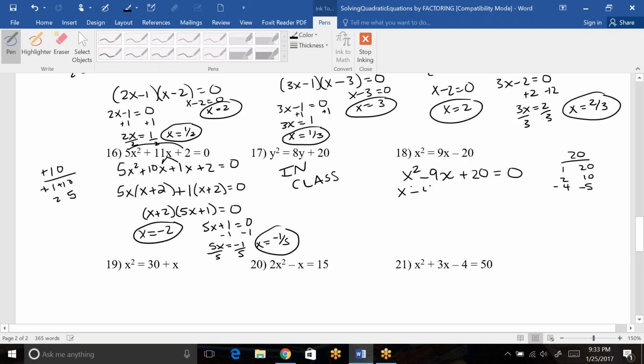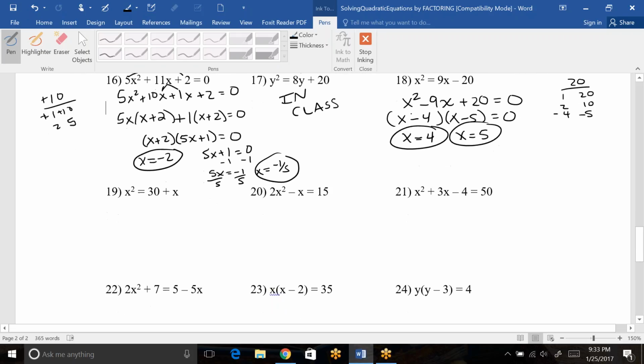So x minus 4, and I don't need to do factor by grouping, but I could. Factor by grouping will solve all the trinomials that are factorable. It doesn't solve the ones that don't factor, but it'll solve all the factorable ones. So this is just 4 and positive 5.